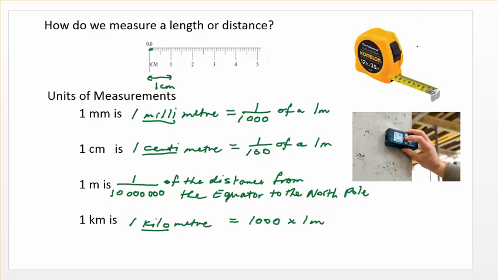In the home now, often people use tape measures to measure, like in construction as well. In more modern times, we have laser measuring tools. So there's a photo of that. So 1 millimetre is 1,000th of a metre. 1 centimetre is 1/100th of a metre. And 1 kilometre is 1,000 metres.